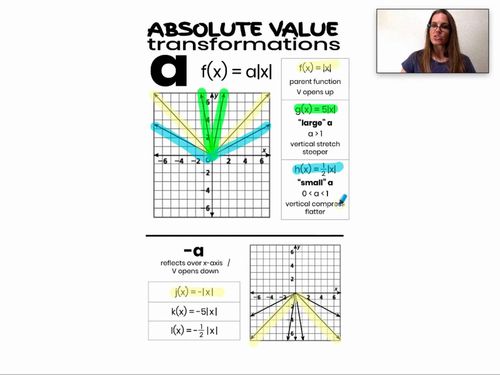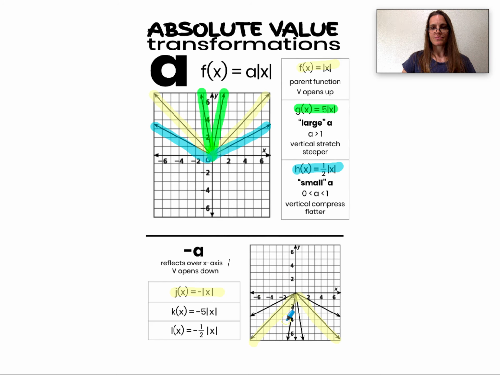So just like vertical stretch and vertical compress are the sophisticated way to describe these two transformations, reflecting over the x-axis is the sophisticated way to think about a negative a coefficient. It's okay to say, though, it's upside down, or the v opens down. By reflecting over the x-axis, I took any point, and I used my x-axis as the line of symmetry, and I reflected over it.